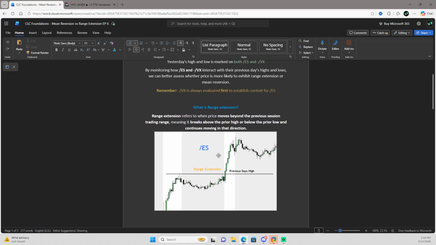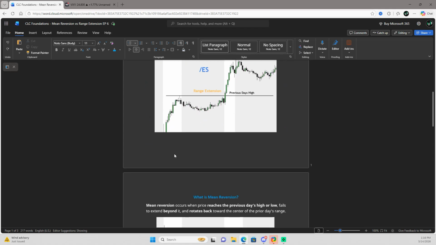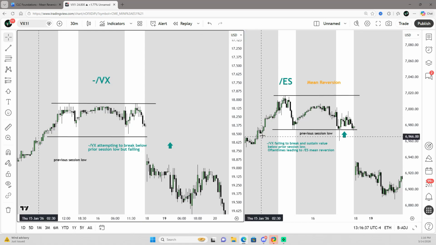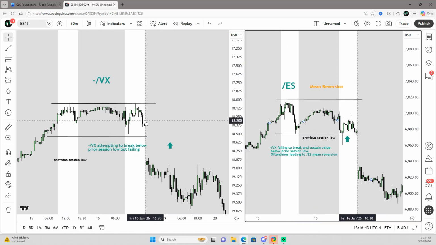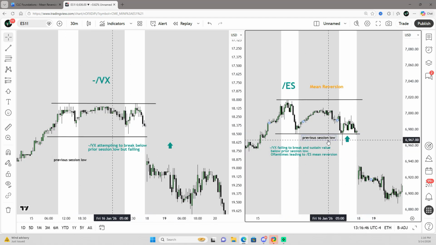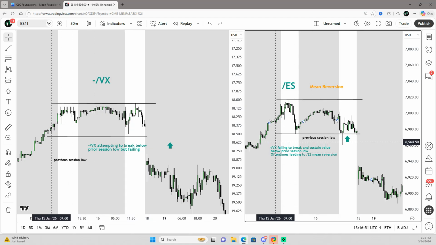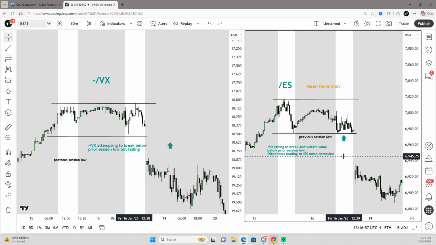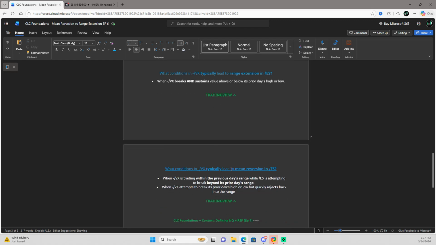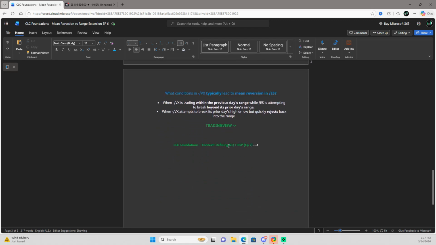So that is mean reversion and range extension within VIX and ES. This becomes especially powerful when, let's say there's a demand zone here within ES, and the VIX is exhibiting behavior that suggests mean reversion within ES. And when you just have stacked confluence, like maybe the point of control is right here, maybe the overnight low is right there as well, then this can become super powerful. But we'll touch up more on this later on. For now, let's head over to the next video, which is going to be defining NQ and RSP.